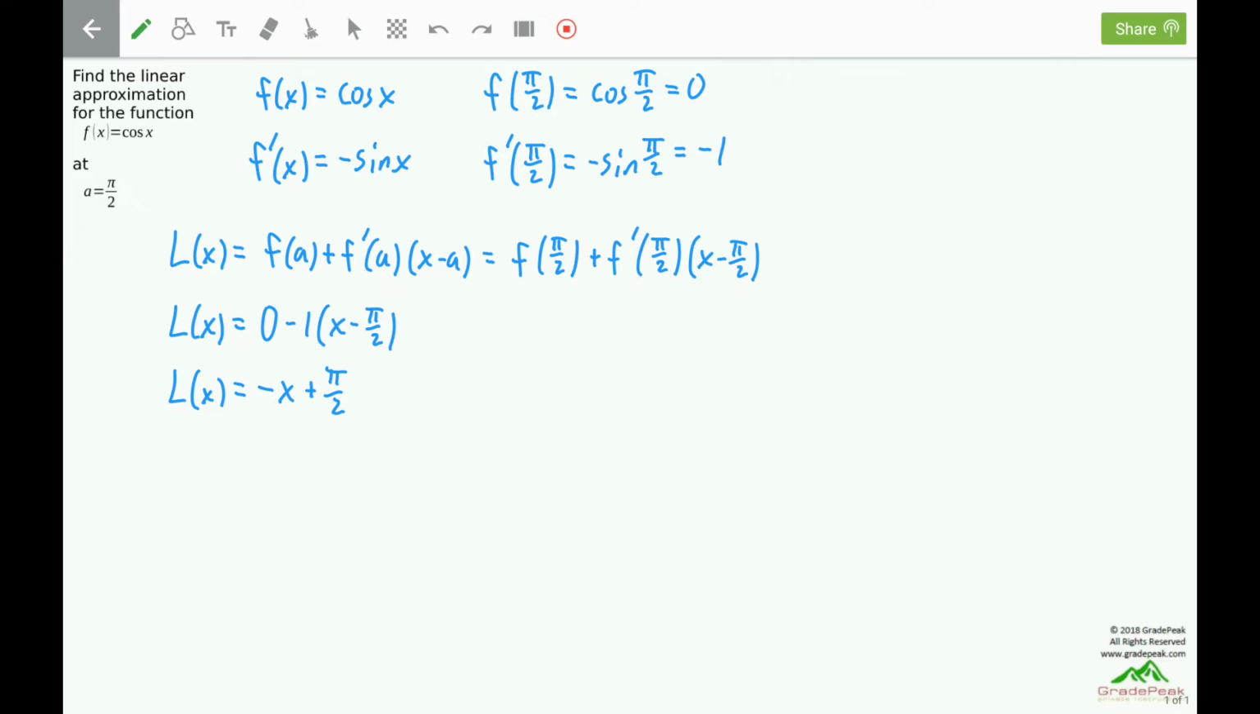Since we have a negative with the x and the constant's a positive, it is possible to write this in reverse order and write the pi over 2 first, and then the negative x. It's customary to have the first term be a positive whenever possible. And another version for the linear approximation will be L of x is pi over 2 minus x.